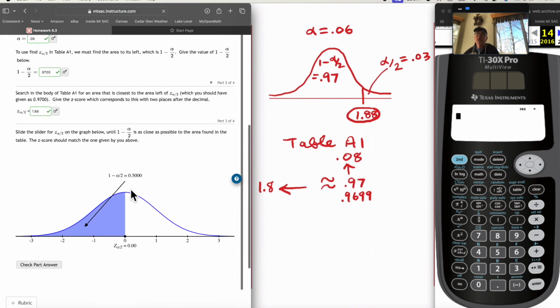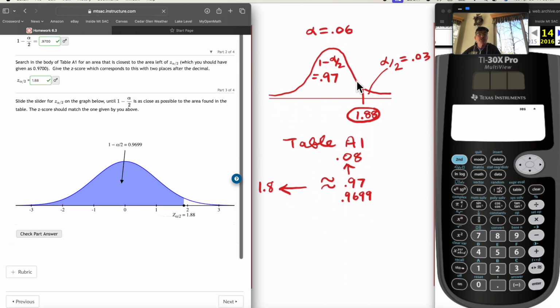So if you did everything right, you'll have exactly what you want. And now what we're going to try and do here is slide this slider until we see our 1 minus alpha over 2 in as the area here. So right now the area is a 0.5 because their z-score is at 0, and that's not what we want. We're going to move this up till we get an area of whatever's closest to 97%, and I think we'll see that 9699 in here, right there. So that goes with the z-score of 1.88.